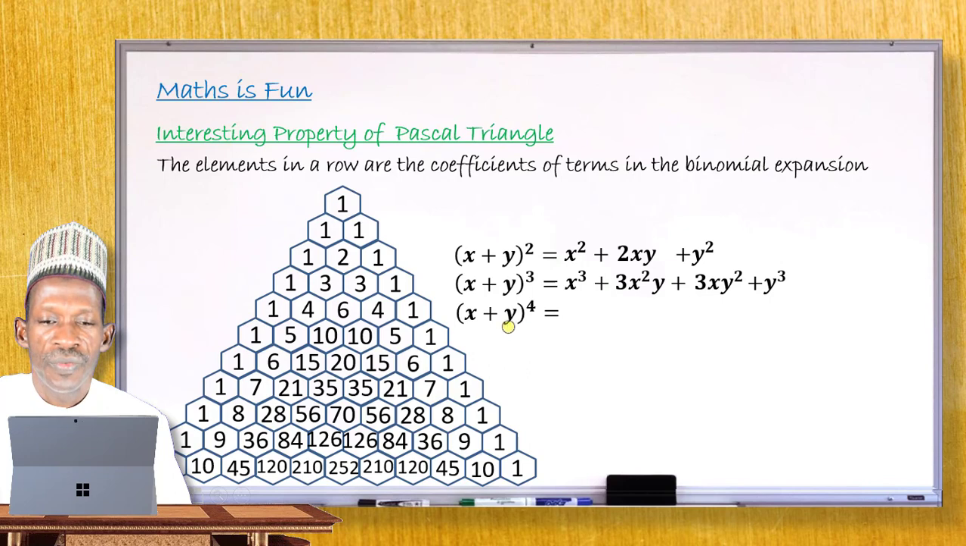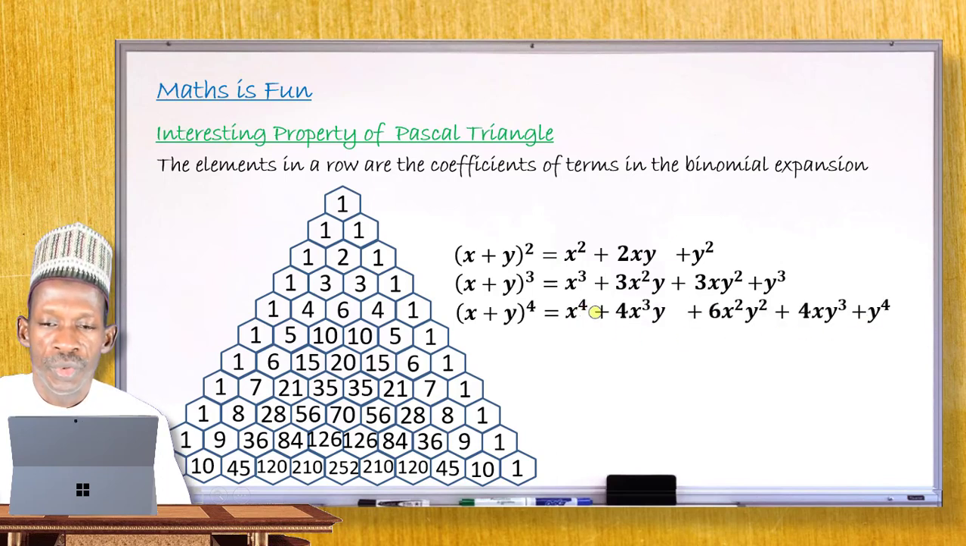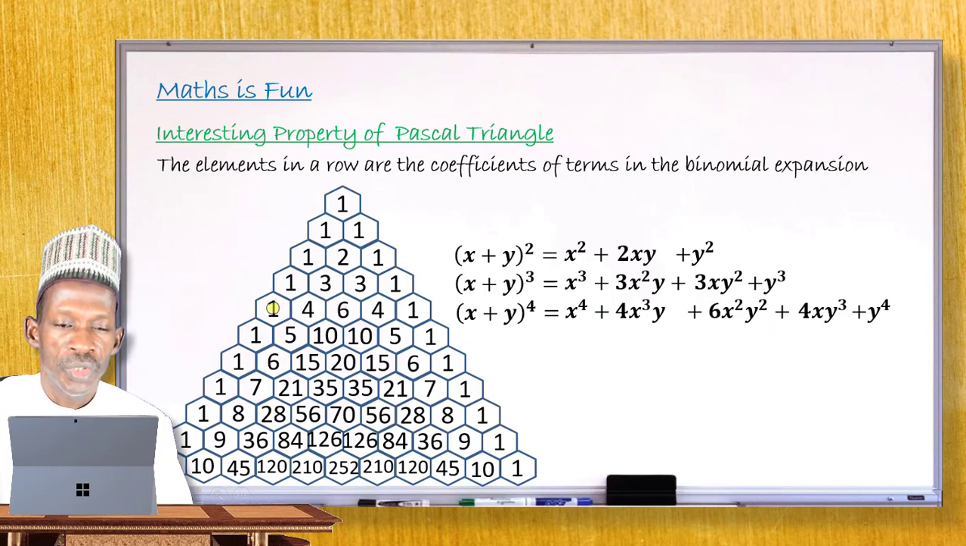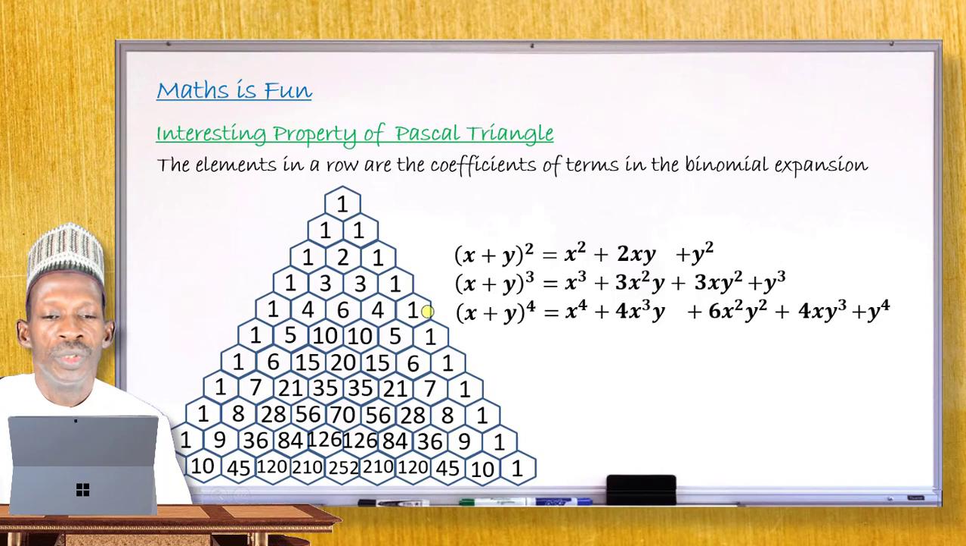Let me just take one more. If you are now asked to find the expansion of x plus y whole raised to the power of 4, if you do it correctly, this is what you're going to have. And these are also the coefficients of those terms here. If you check carefully, they give you those elements in this fifth row. So this Pascal triangle is used to determine the coefficients of the terms in your binomial expansion.